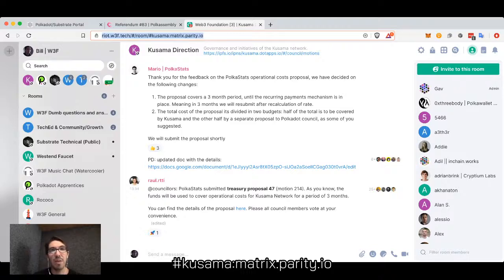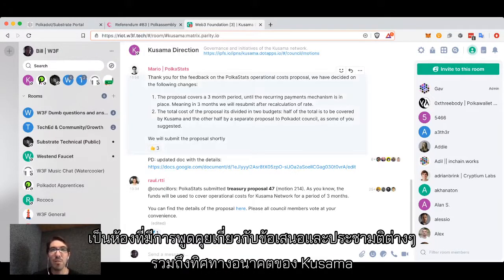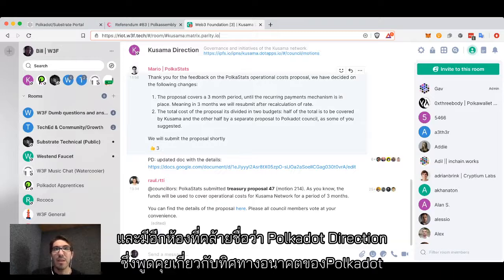Another place to look is the Kusama direction channel on Matrix chat. So #kusama:matrix.parity.io is where people meet to discuss different proposals and referenda and the future direction of Kusama. There is also an equivalent Polkadot direction channel, which you can follow if you're interested in learning about the future direction of Polkadot.